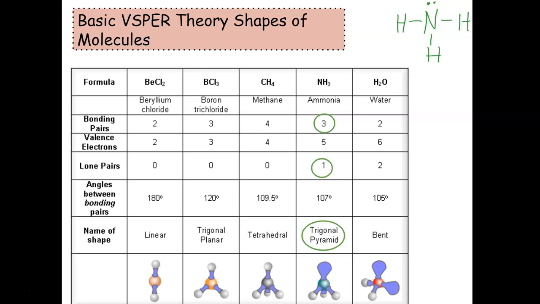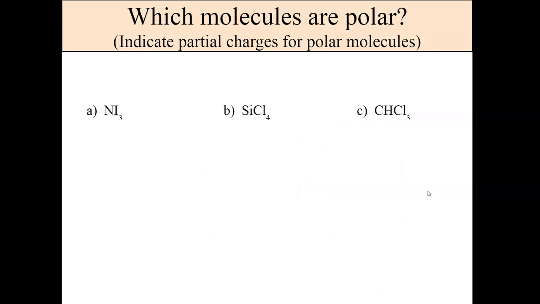It's important to say that there are different shapes here, common shapes. So for example, water is a bent shape because it has 2 bonded pairs, and it actually has those 2 lone pairs sitting on oxygen. And so it has a bent shape, and these different shapes have different angles between the bonding pairs. So just to go back and review which molecules are polar, you might want to stop the video here and just ask yourself if you can figure out which ones are polar.